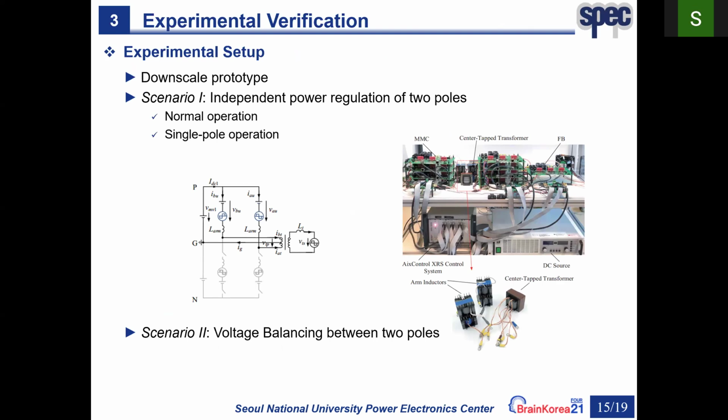Next, the proposed bipolar operation scheme is verified by a downscale prototype, and two typical operation scenarios are tested. The first one is the independent power regulation of two poles, which includes the normal operation and the single pole operation. And the second scenario is the voltage balancing capability when asymmetric power consumptions take place.